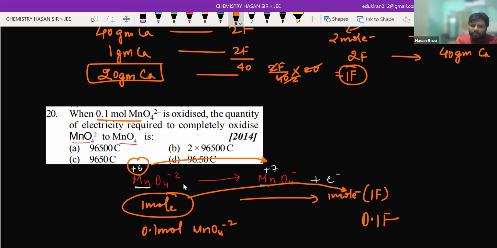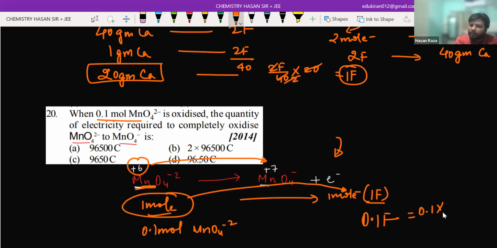Yes or no? I just balanced it. Plus 6 to plus 7, that means it lost one electron. It loses an electron, so 1 mole is giving 1 mole of electron. That means 1 Faraday. So 0.1 mole of MnO4 2 minus will give 0.1 Faraday.